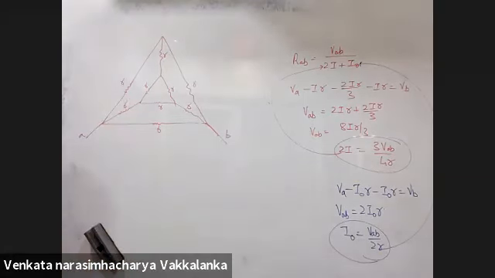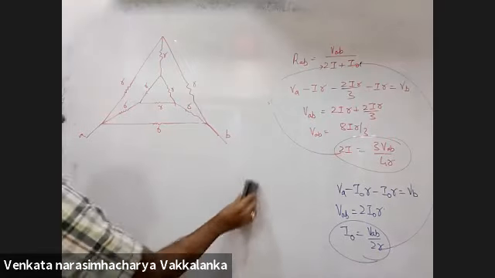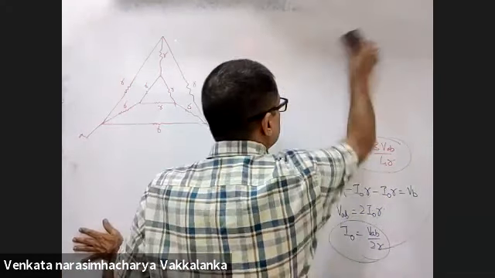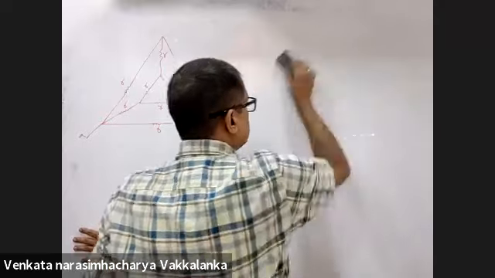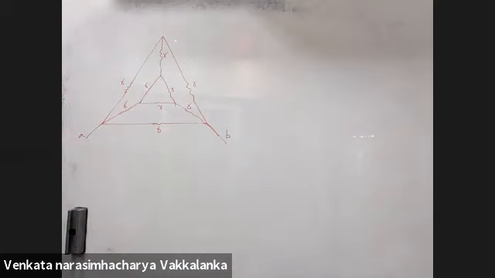Using any one rule of symmetry, I want the equivalent resistance across AB.